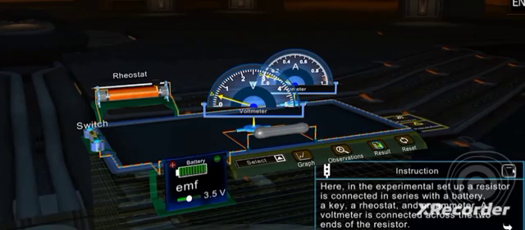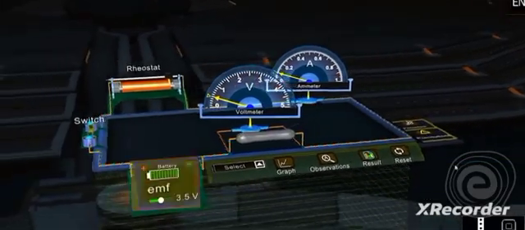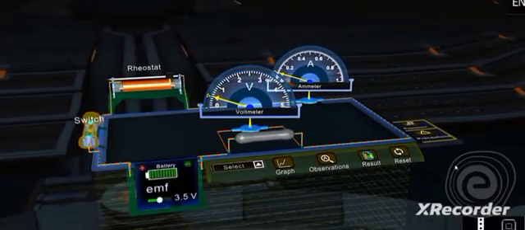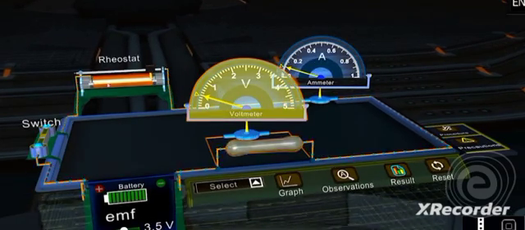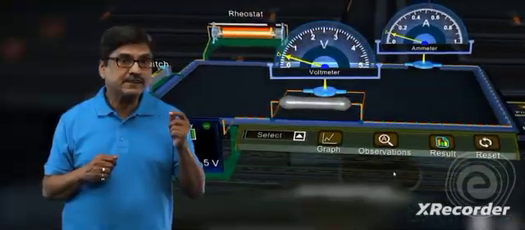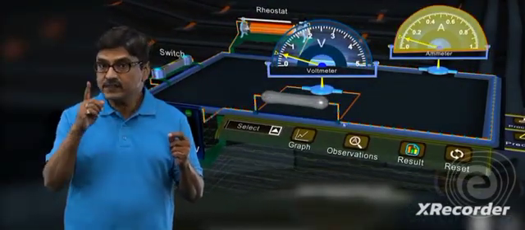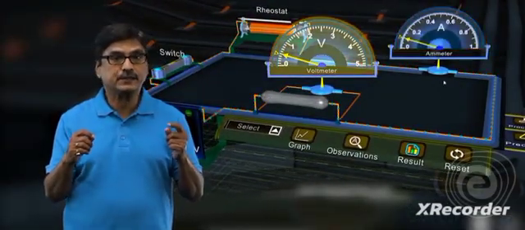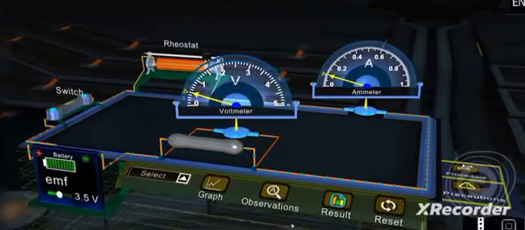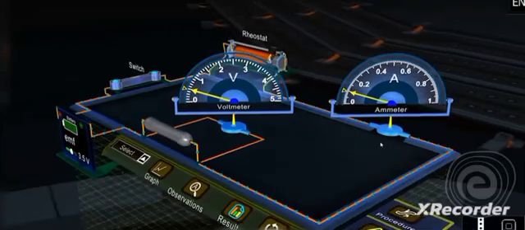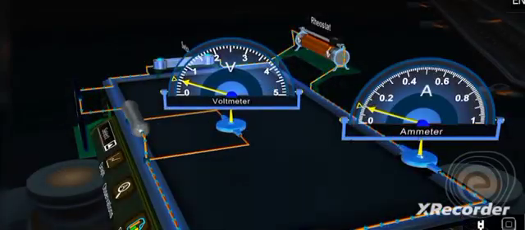Here, in the experimental setup, a resistor is connected in series with a battery, a switch, a rheostat and an ammeter. A voltmeter is connected across the two ends of the resistor. Note that the ammeter should be connected in series with the resistor, while the voltmeter should be connected in parallel with the resistor. First, let us know the range and least count of the given ammeter and voltmeter.